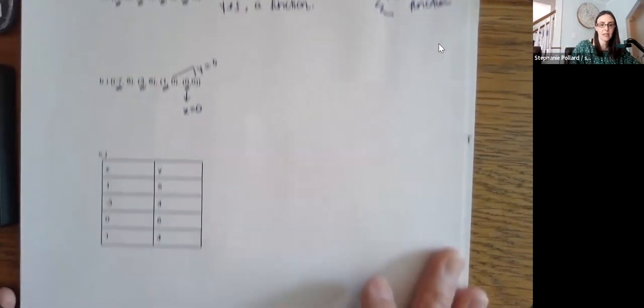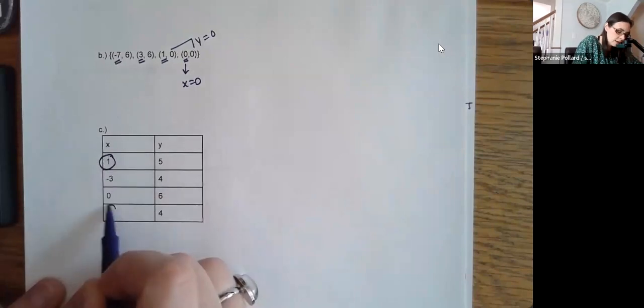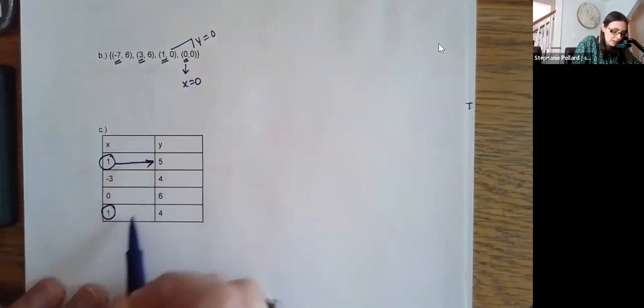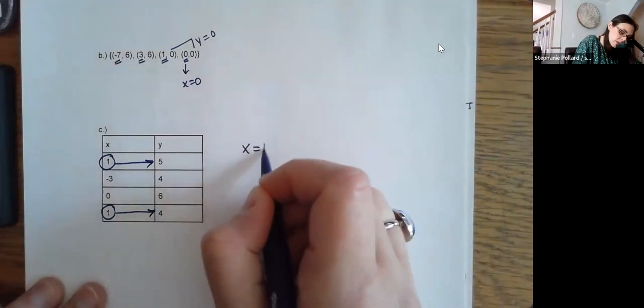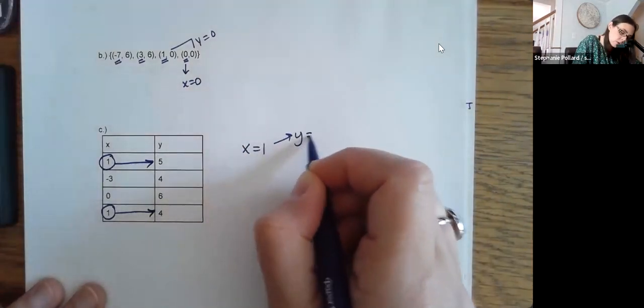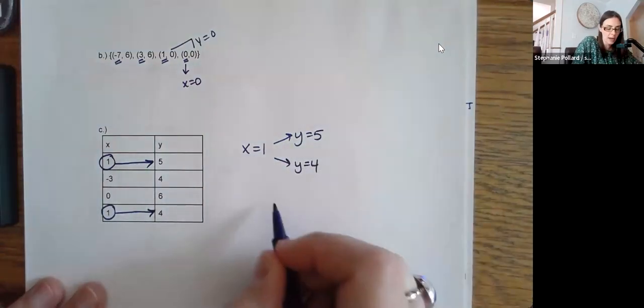If I look at my last example, here's where we see a problem. Notice how when you have x is 1, you have one answer of 5 and a different answer of 4. So here you have the same x value going to 2 different y values. So that's where we have not a function.